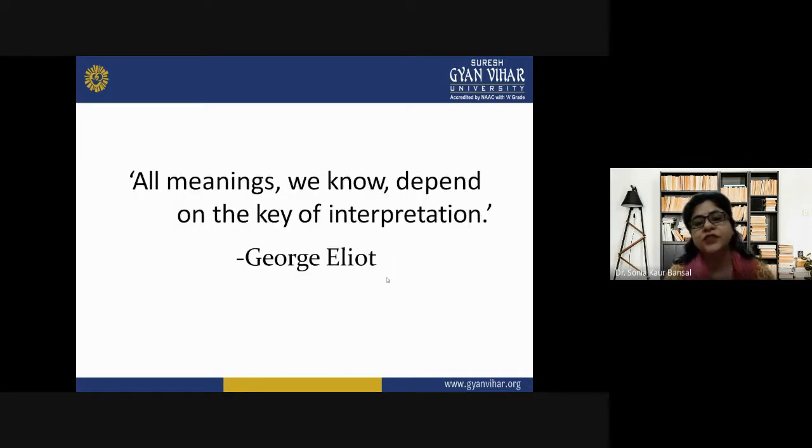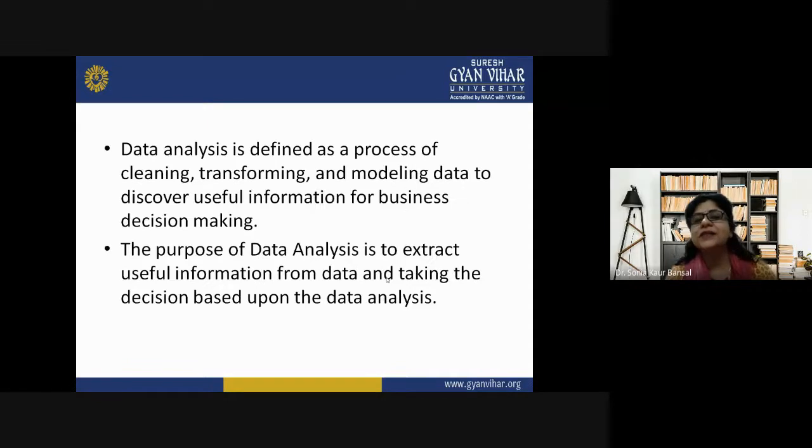Now, before starting, a very beautiful definition is on your screen. "All meanings we know depend on the key of interpretation." It is given by George Eliot. So students, it is very important that we interpret things in a proper way to give proper meaning to any concept, any research that you have done. Your meaning will be conveyed effectively and used efficiently by people when it is interpreted properly. So it is right, all meanings we know depend on the key of interpretation. George Eliot says the right words, and I hope all of you will remember these words in application mode.